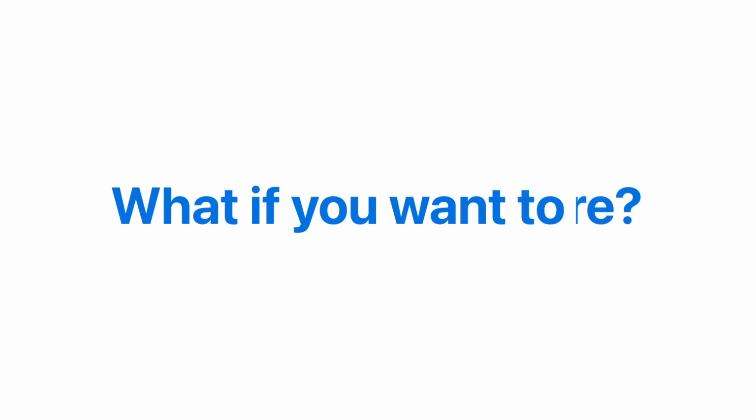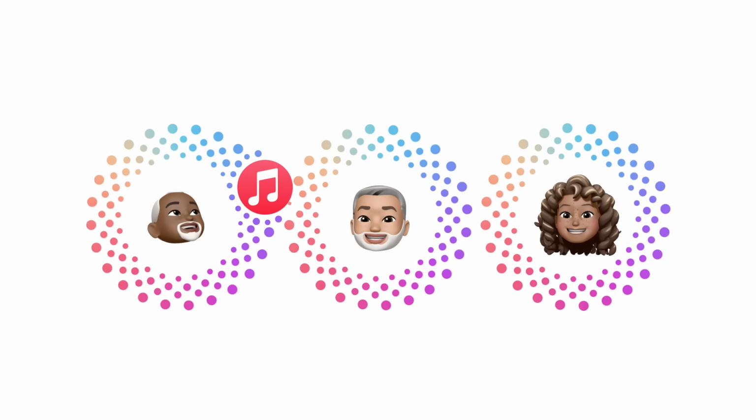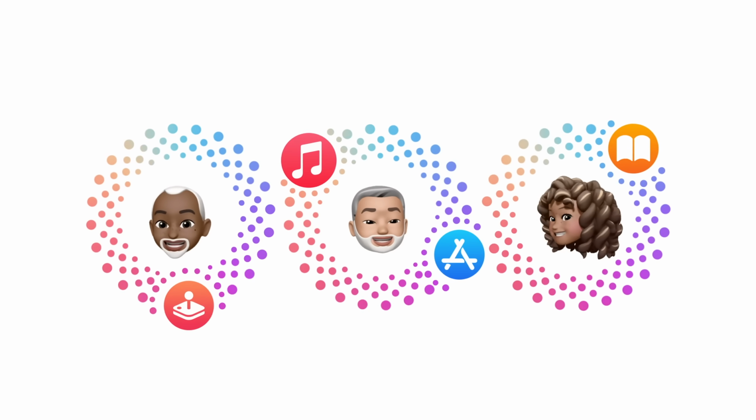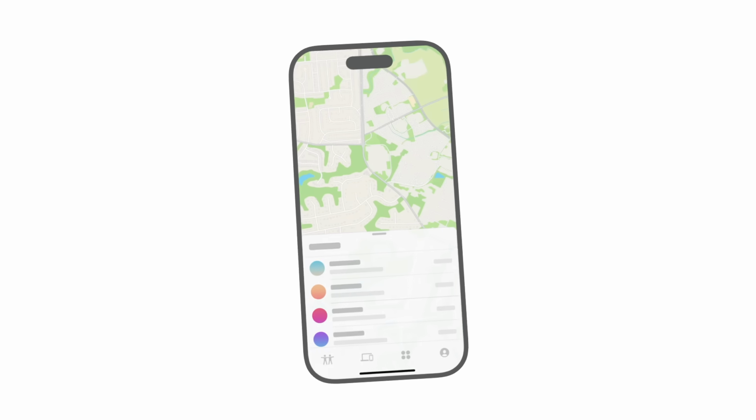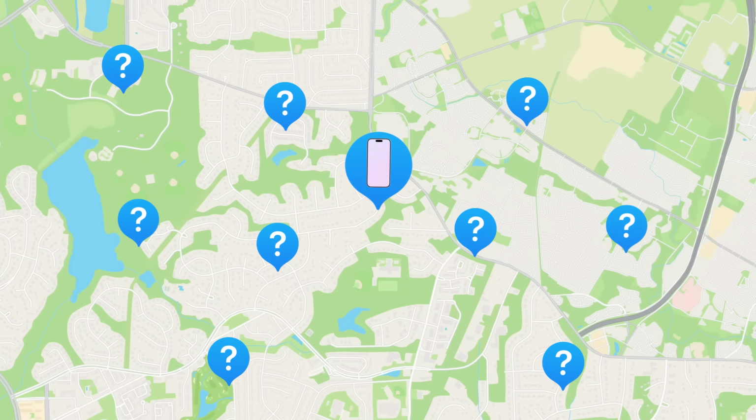But what if you want to share your purchases and services with the people you care about? No problem. Thanks to Family Sharing, everyone can have their own Apple account and share eligible subscriptions, purchases, and more. Your Family Sharing group can even share iCloud Plus storage and features like Hide My Email and iCloud Private Relay. And when you use Find My with Family Sharing, if someone in your group loses their device, you can help them locate it, even if it's offline.